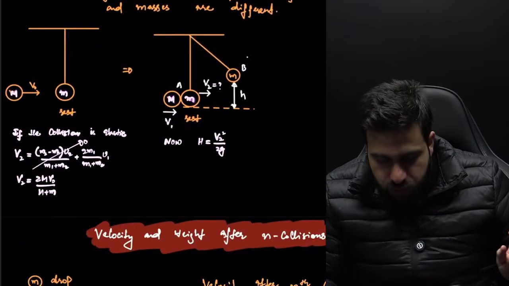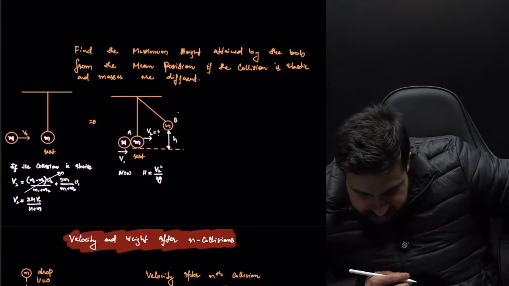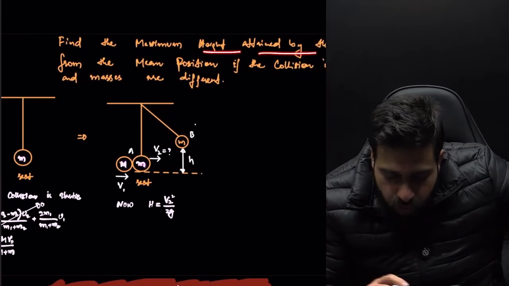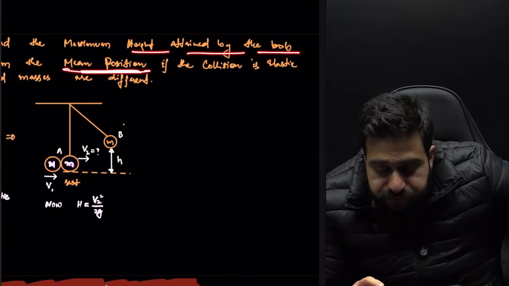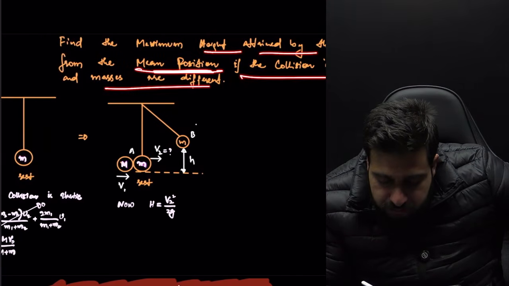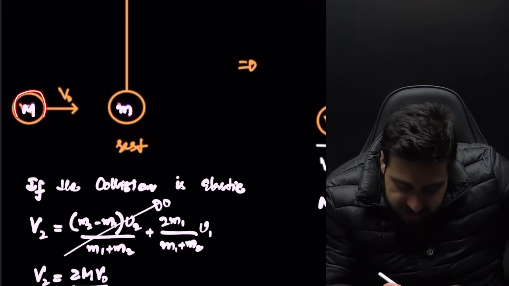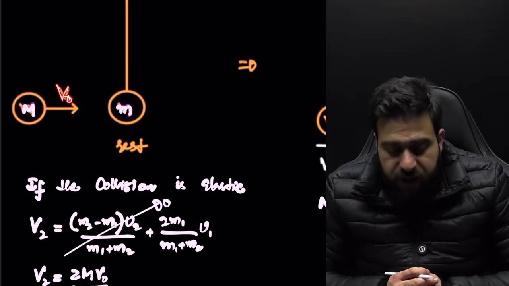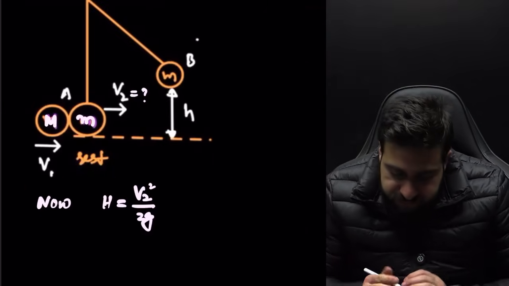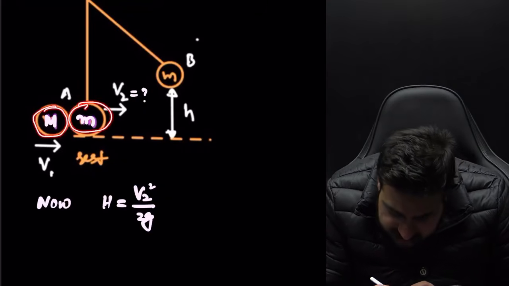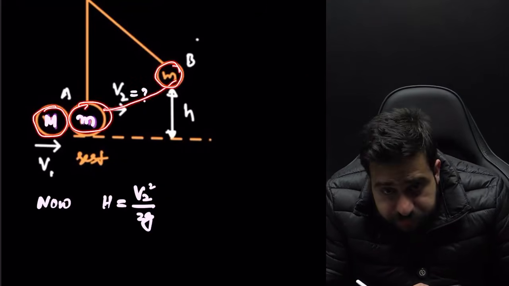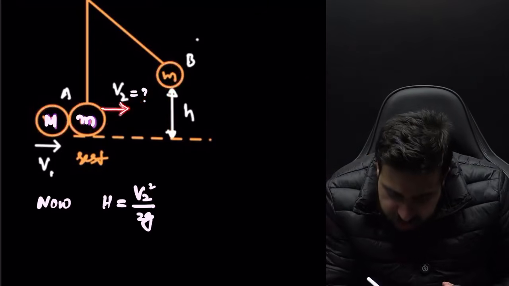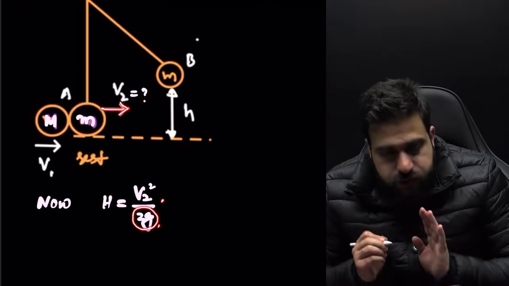In the same question, I told you this: find the maximum height attained by the bob from the mean position if the collision is elastic and the masses are different. If the two masses are different, this is capital M and this is small m. This is moving with velocity v naught. The collision is elastic. When this strikes the bob, it will go up and reach here. How much is the height? The height is again the same: the velocity here squared divided by 2g.